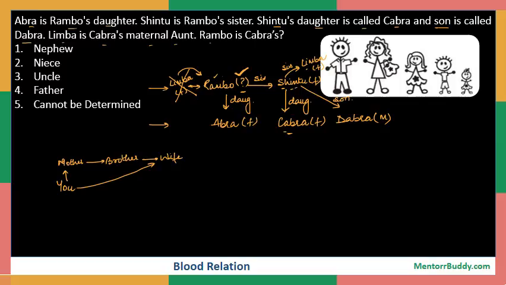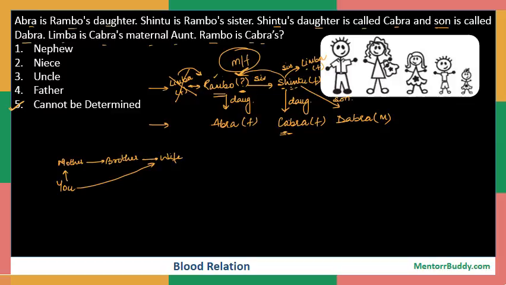And now the question is, Rambo is Kabra's what? So because Kabra is here, Kabra's mother is Shintu, her sibling is Rambo. Now who is Rambo? We do not know. As I said, it can be a male, it can be a female. So we cannot determine who is Rambo to Kabra. It can be uncle, it can be aunt as well. So therefore, because of the absence of the gender given, we can only say that the answer to this question is cannot be determined, because we do not know the gender for Rambo, and hence Rambo's relationship with Kabra cannot be justified.